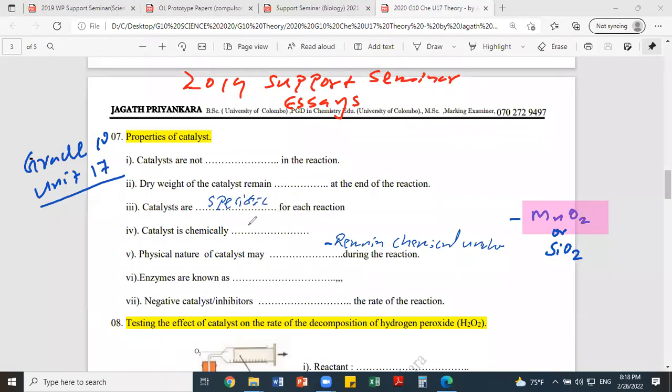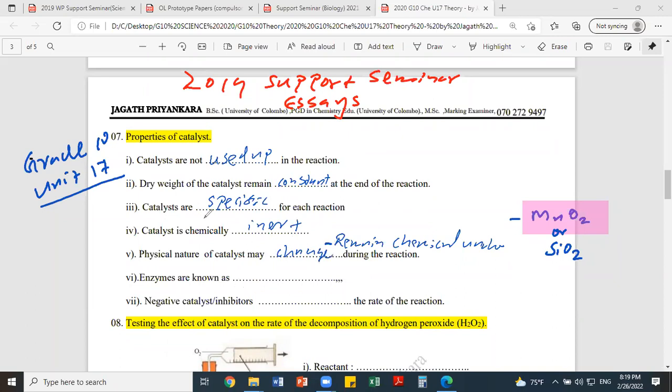Chemically inert. Dry weight of the catalyst remains constant or unchanged at the end of the reaction. Catalysts are not used up during the reaction. And the physical nature of the catalyst may change.